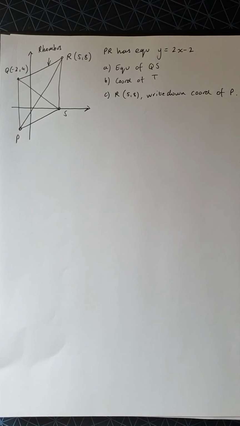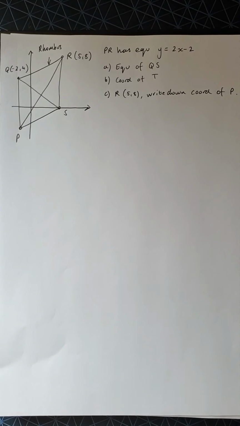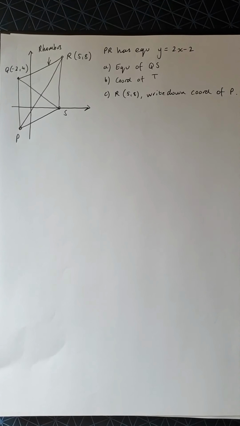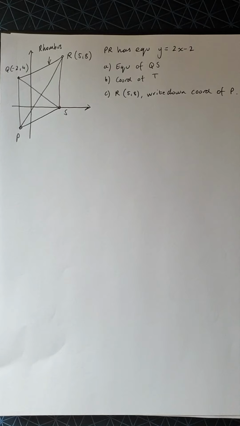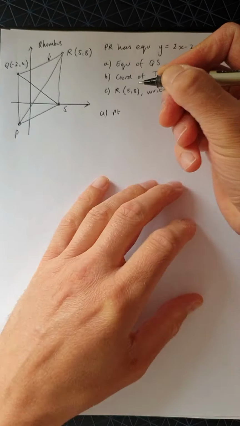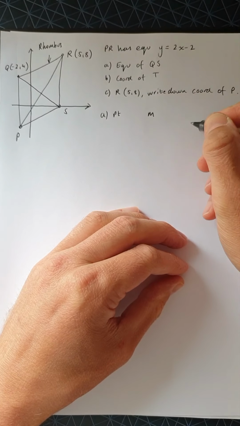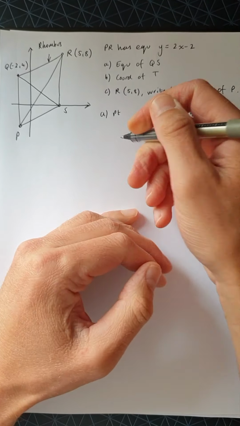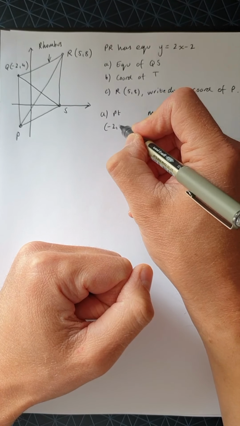Okay, first thing we have to do is find the equation of QS. Now the good thing about having the diagram is we can see exactly what we're dealing with. So we know that QS should have a negative gradient. Same format, we're looking for a point, the gradient, and we're also looking for the equation. Point's easy, we're given it, it's -2, 4.